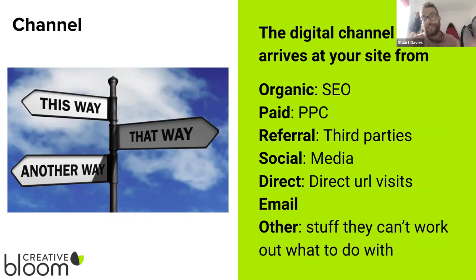Then there's a channel called Other, which is where Google doesn't quite know what to do with the traffic. It could be a brand new social media channel, until Google works out it's a social channel. Or if you're using scheduling software to post content, Google might get a little lost about where the traffic is actually coming from.